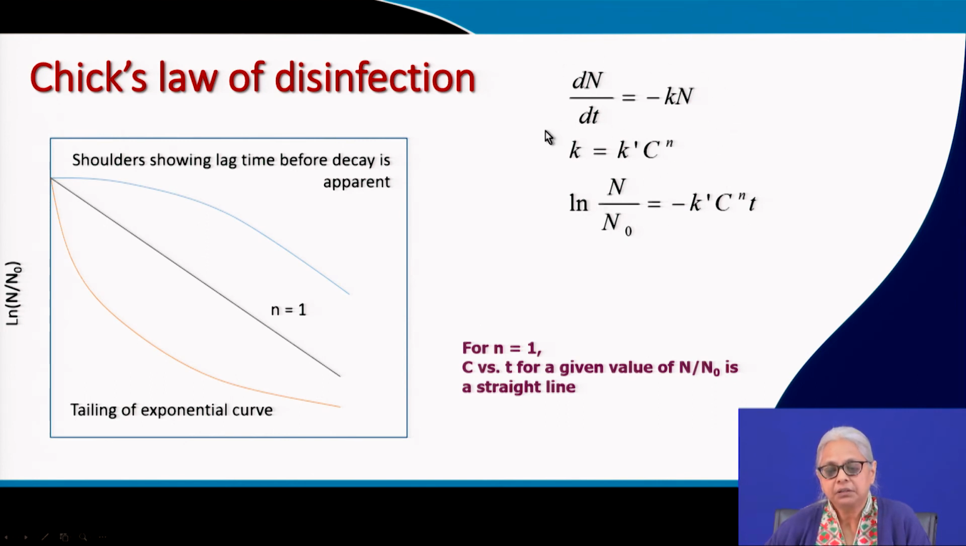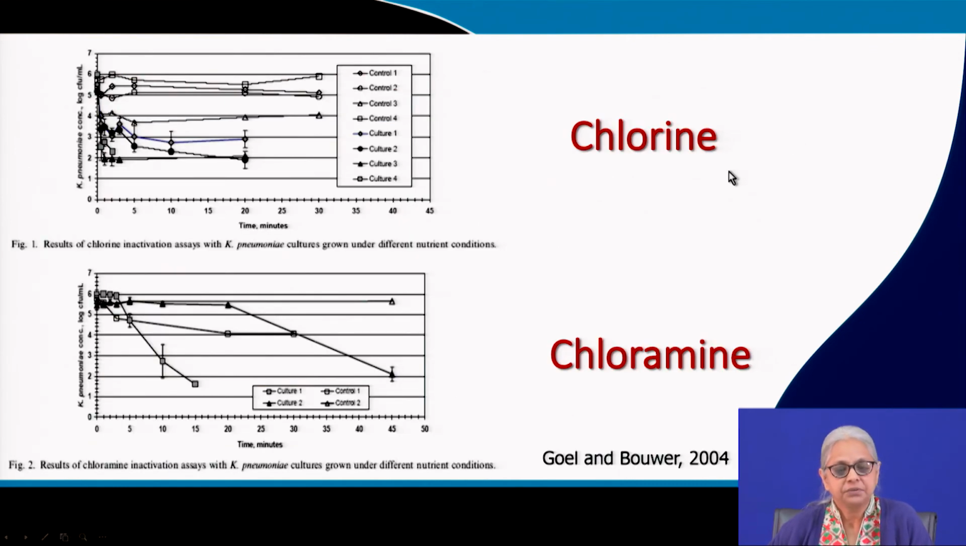When we integrate this, log N by N0 is going to be minus K dash C to the power n times t. Now if we assume that n is equal to 1, C times T is the design parameter that we use for disinfection. So when we do water treatment, we normally say what is the CT value required for 1 log reduction, 2 log reduction, 3, 4, whatever number of log reduction we want. So these are examples of the types of inactivation curves.